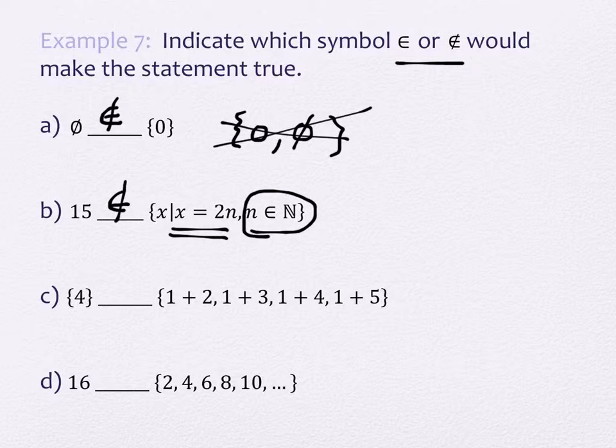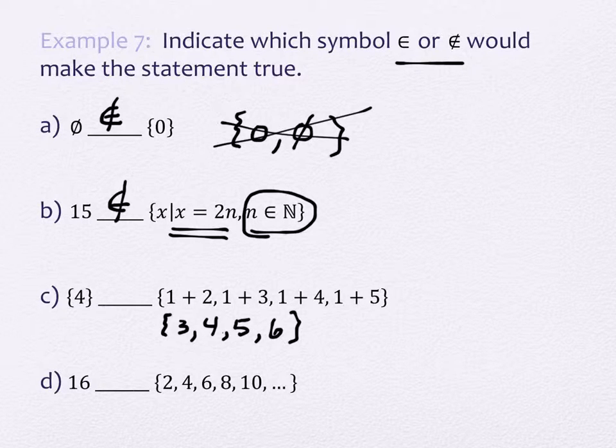C has an inherent problem in how it's actually worded, but let me look at the stuff on the right-hand side first. The right-hand side says 1 plus 2, 1 plus 3, 1 plus 4, 1 plus 5. Don't let that confuse you. Just figure out what those numbers are. What is the set on the right actually equal to? 3, 4, 5, and 6. All right, that's the set on the right-hand side.